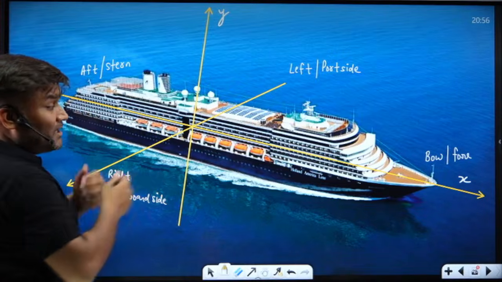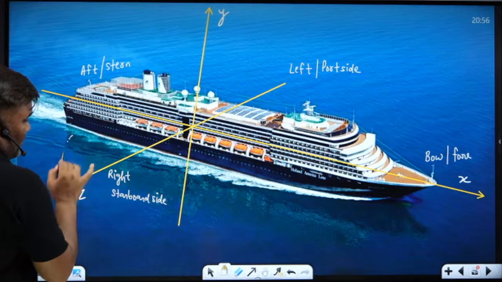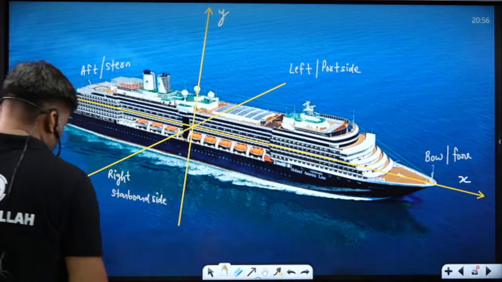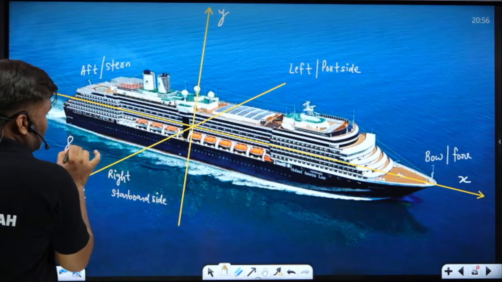Acha sir, where is the rotor here? In a ship I don't see any rotor. In a ship we have a propeller. Inside this water we have a propeller. Propeller looks something like this. This is the propeller.